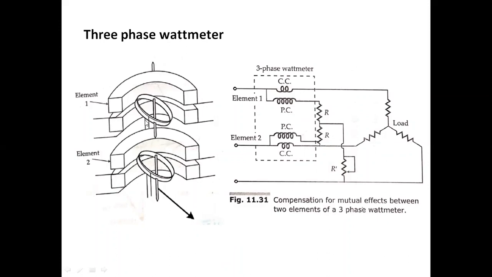The dynamometer type wattmeter consists of two separate wattmeter movements. One is represented as element 1 and the second one as element 2. Two current coils and two pressure coils are present here. The current coil together with the pressure coil is called an element. The current coil with respect to the other potential coil is called element 2. Altogether we have two elements. The connection of these two elements is represented as the three-phase wattmeter.